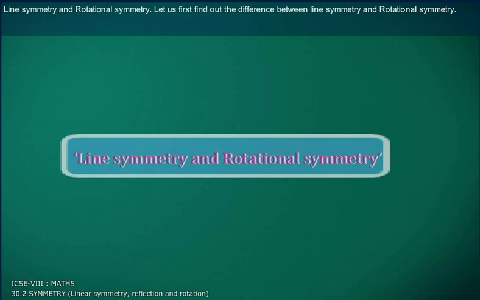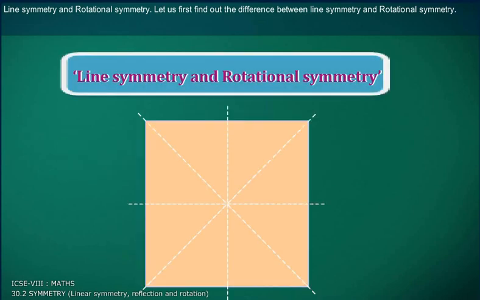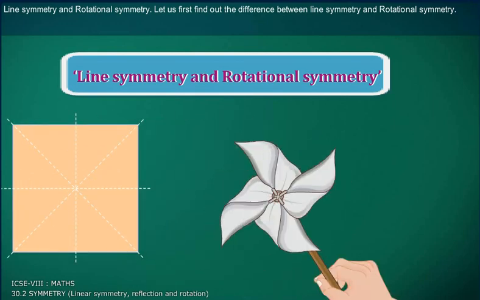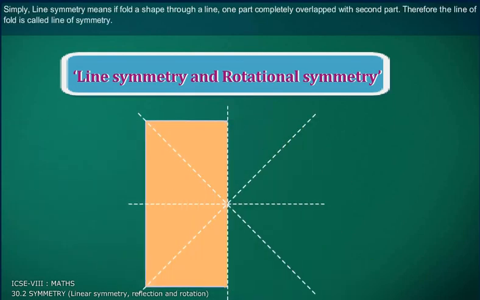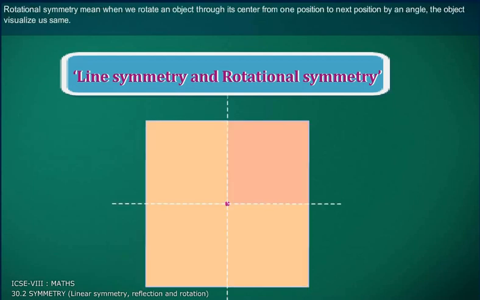Line symmetry and rotational symmetry. Let us first find out the difference between line symmetry and rotational symmetry. Simply, line symmetry means if we fold a shape through a line, one part completely overlaps the second part. Therefore, the line of fold is called the line of symmetry. Rotational symmetry means when we rotate an object through its center from one position to the next by an angle, the object looks the same to us.